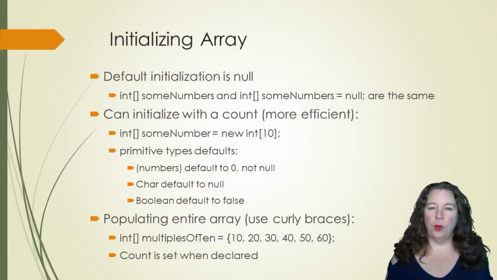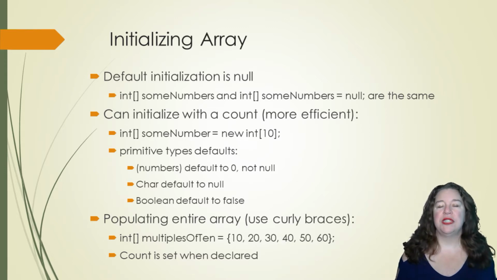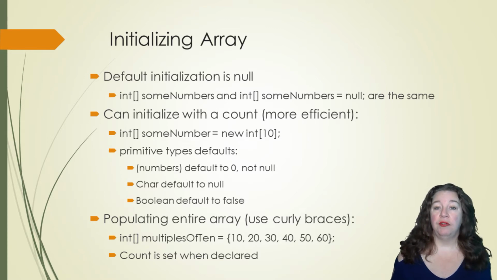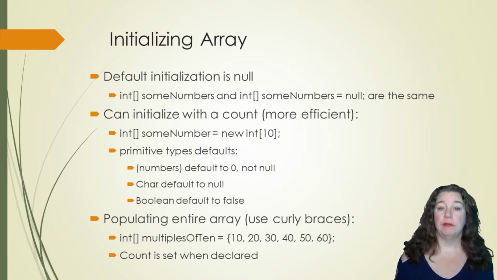Couple of things to remember when you're initializing your array, when you're setting up your array for the first time. The default initialization of an array can be null. Null means there's no memory address, there's nothing actually attached to it at this point. So you could say an int array, int, open close brackets, some name, semicolon, and be done. Or you could say it's equal to null. However, more efficiently, if you know it, you can initialize it with a count. So initialize it as a new integer array that has a size of 10. How many numbers are you planning on putting in there?